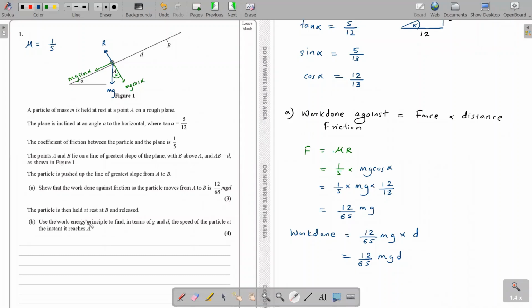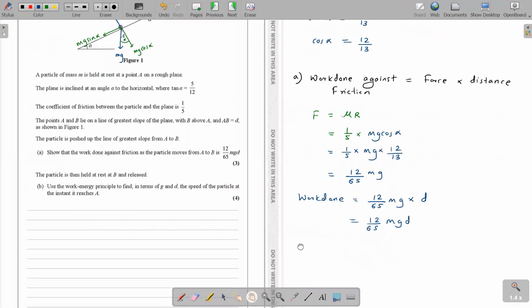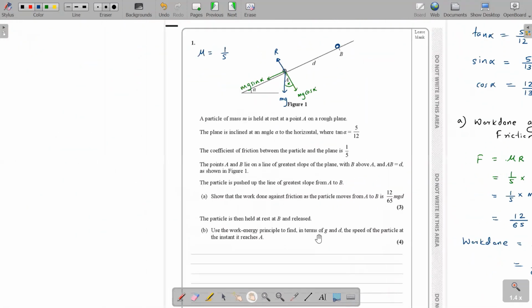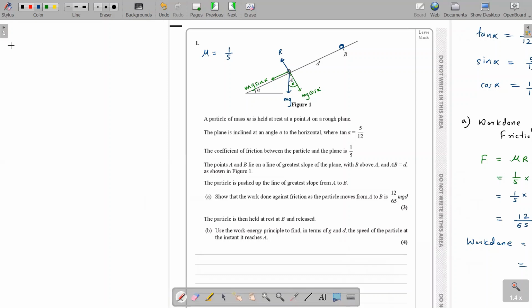Part B, the particle is then held at rest at B and released. So they keep the particle at point B and they are releasing it. They are asking you to use the work energy principle to find, in terms of g and d, the speed of the particle at the instant it reaches A. So you are supposed to find the speed of the particle when it reaches A by using the work energy principle. Let me write over here. How does the work energy principle work? The work done, basically here the work done against friction, isn't it?